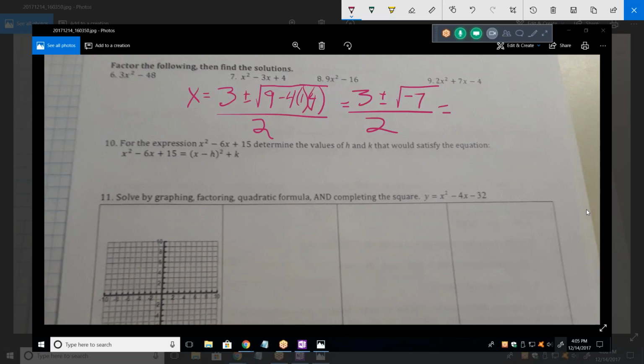That's what you have to write differently right there. So that can turn into square root of 7i. Okay, so it's 3 plus or minus square root of 7i. Make sure that i is outside the radical, all over 2. And that's your best answer right there. Okay.